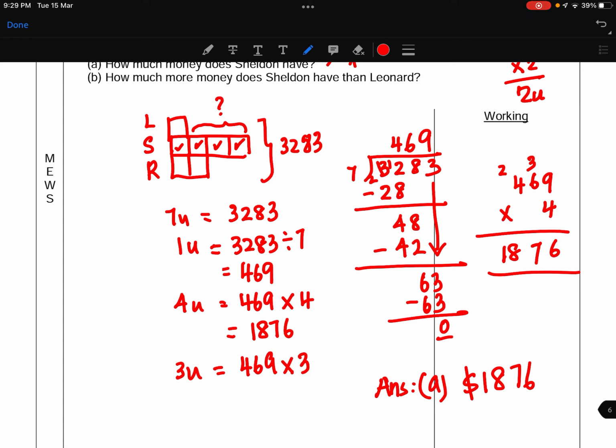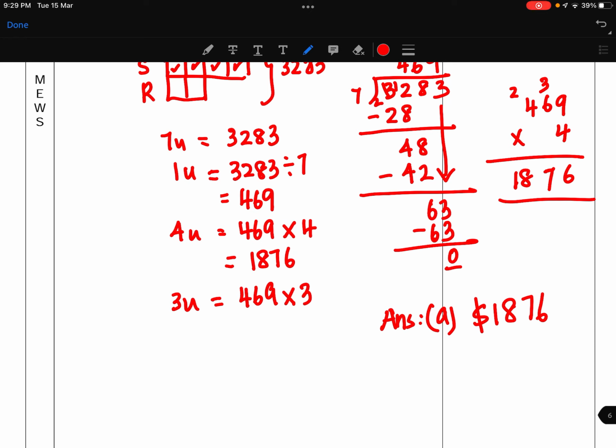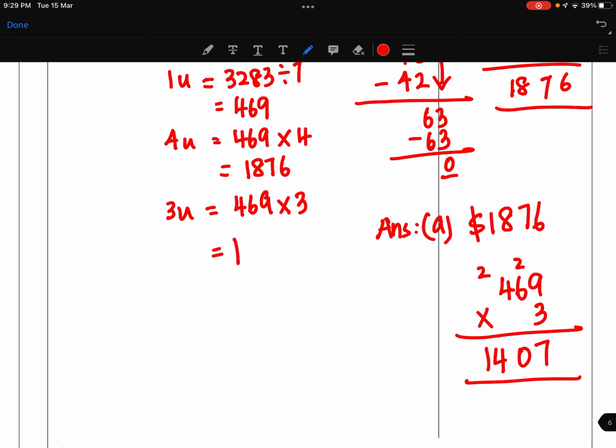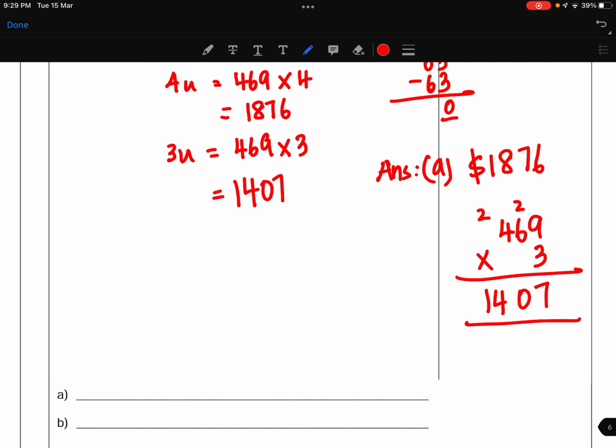Now there's another way of doing it, whereby you can use 1,876 minus 469, but it actually means the same thing. When you minus away 469, you're actually minusing off 1 unit. So what I'm doing is multiply. I'm going to put here 469 times 3: 7, 6, 12, 18, 20, 4, 8, 12, 14, 1,407. So your answer for part B, you can write here as answer.